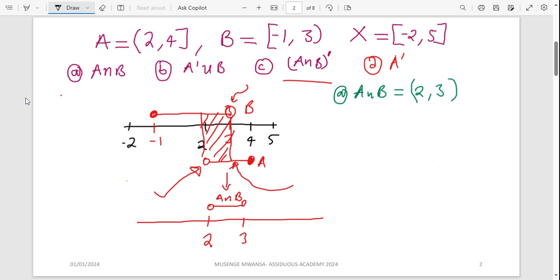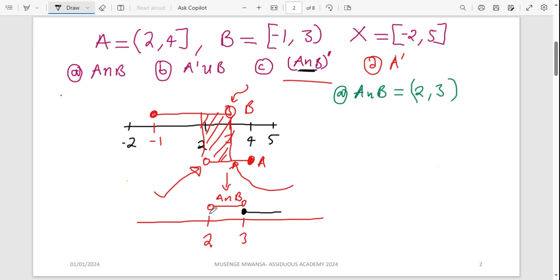Okay. So we can now turn off our mics. Now we want the complement of A intersection B. After you have found A intersection B, now find its complement. Complement means what is outside. Since 3 is not in A intersection B, it means that 3 is going to be in the complement. So I'm going to shade here and then I'll show going in this direction.